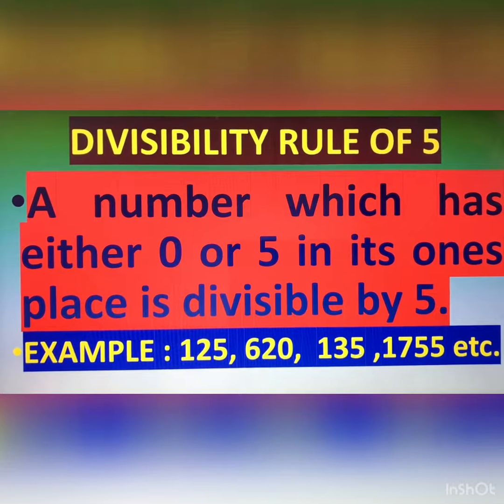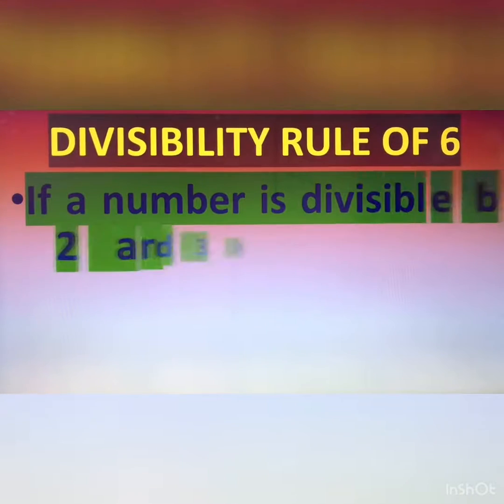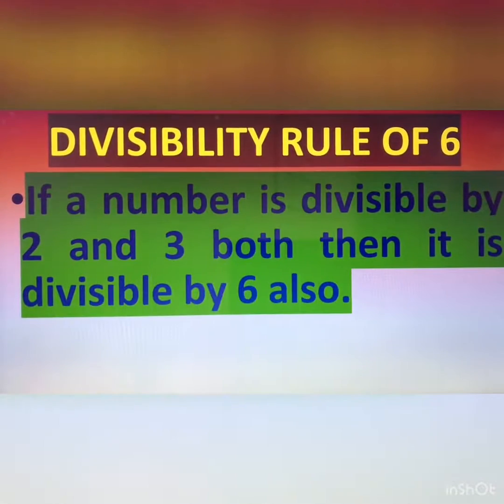Similarly, 135 and 1755 are also divisible by 5. Now moving to the next, divisibility rule of 6. If a number is divisible by 2 and 3 both, then it is divisible by 6.